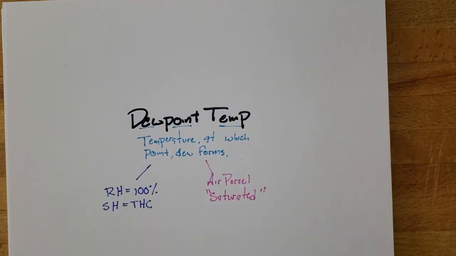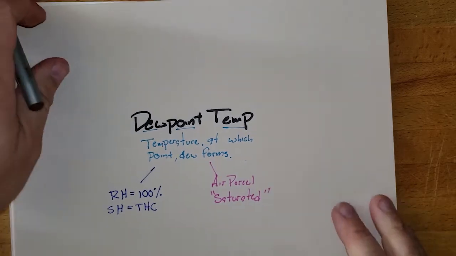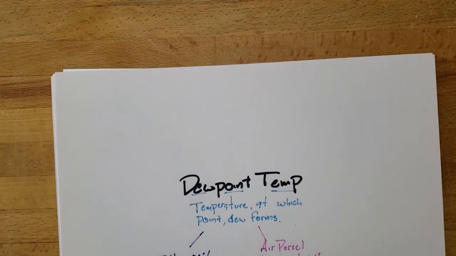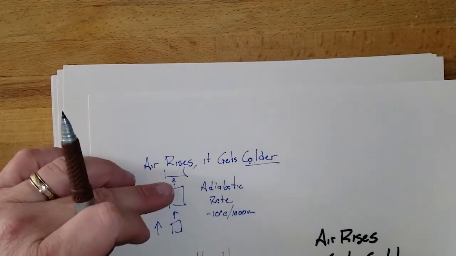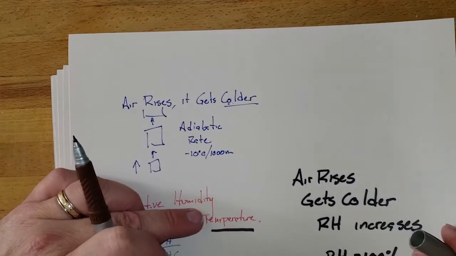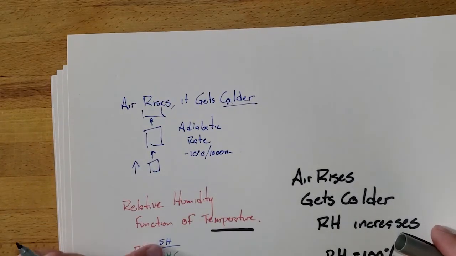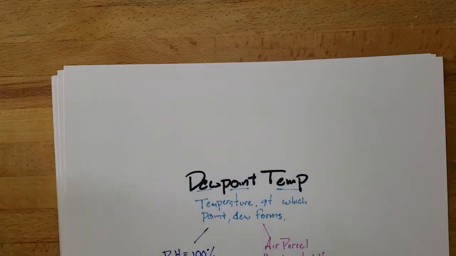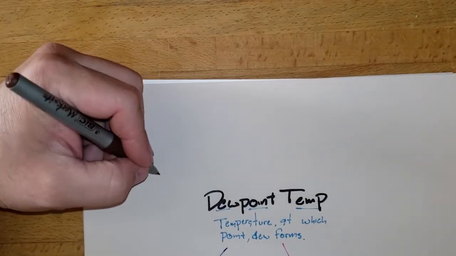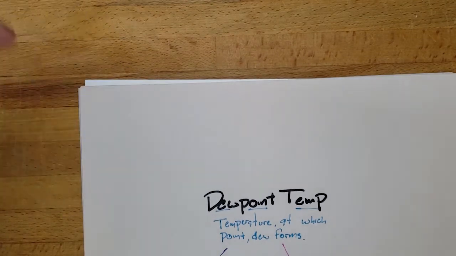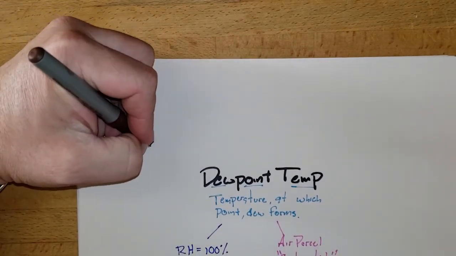Now, as an air parcel continues to rise, there is an elevation, because as our air parcel goes higher and higher, it gets colder and colder until it reaches that temperature when it's going to be the same as the total holding capacity. That altitude where we reach the dew point temperature is referred to as the lifting condensation level.